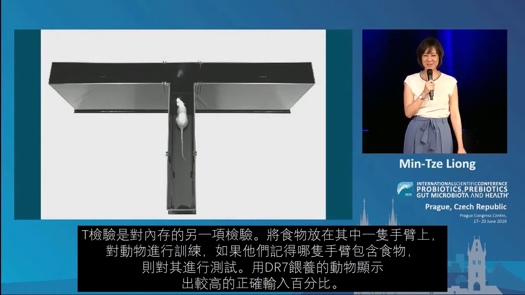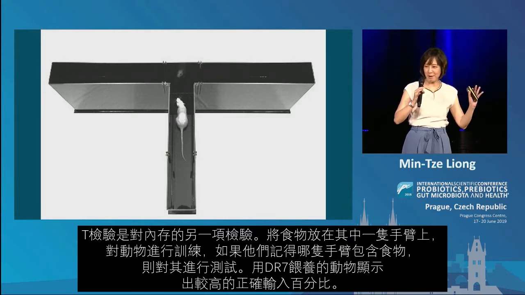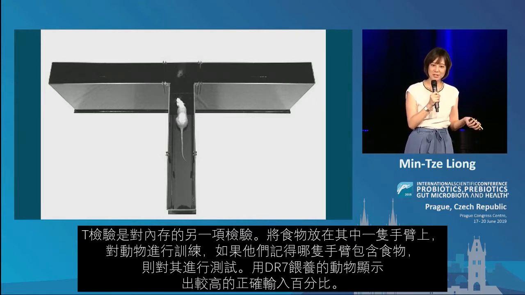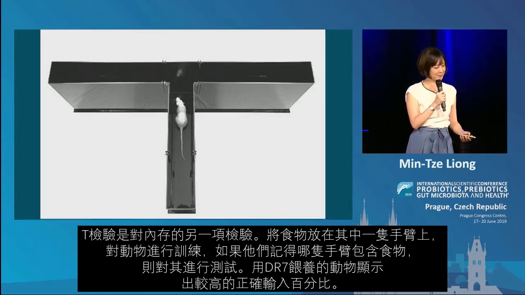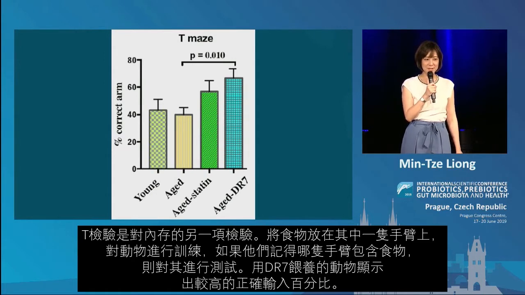Then we also did another one for memory, which is called the T-test. So in the T-test, we have food at both arms. And these animals were also trained, and they have to remember which arm actually had food, and that's the correct arm. So when we look at what percentage of the time they entered the correct arm and found the food, we could see that for DR7, it increased the percent of correct entries.